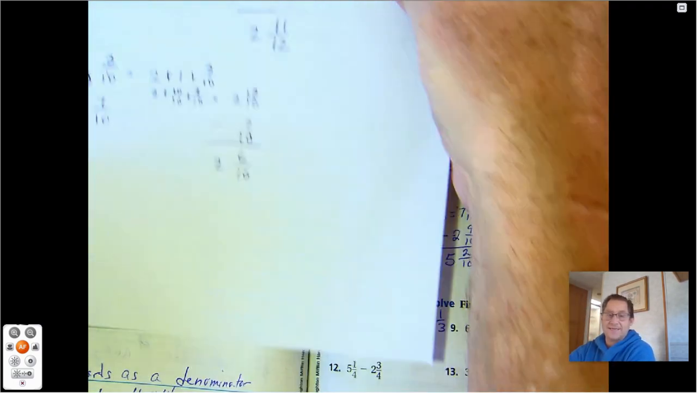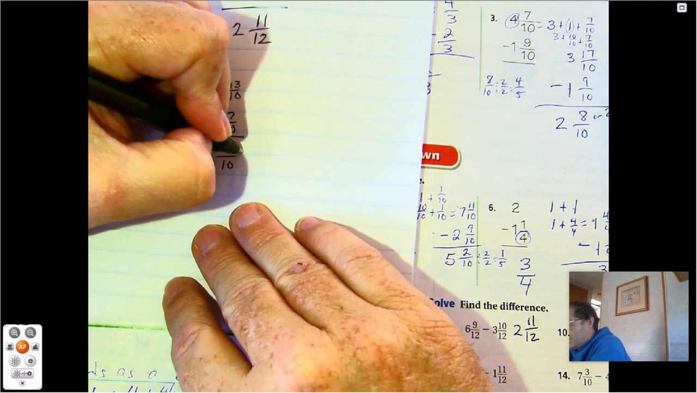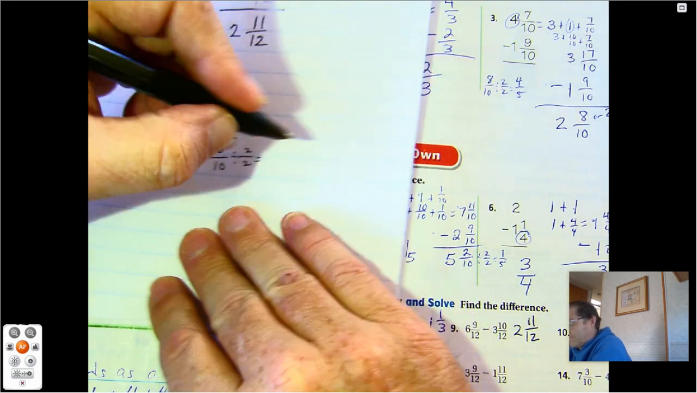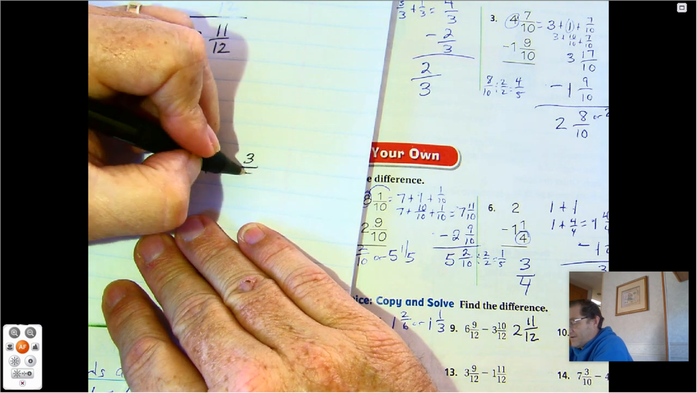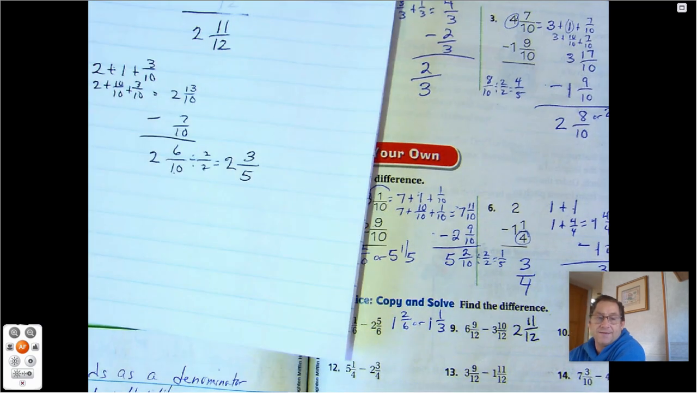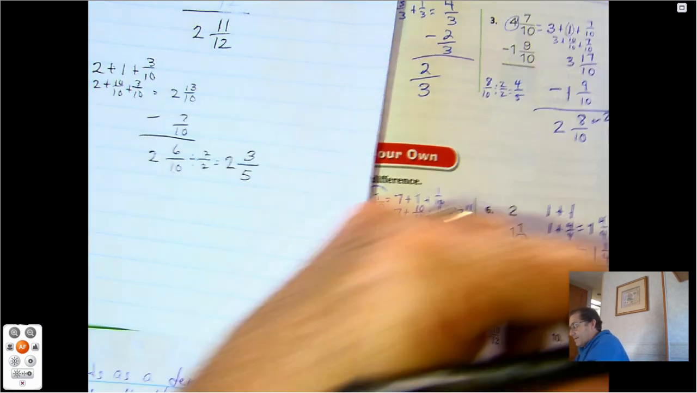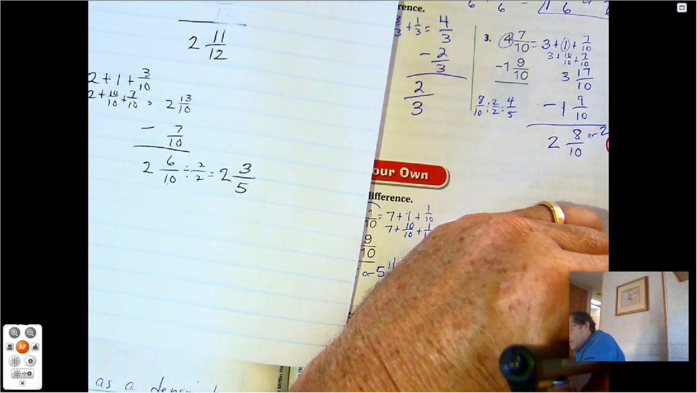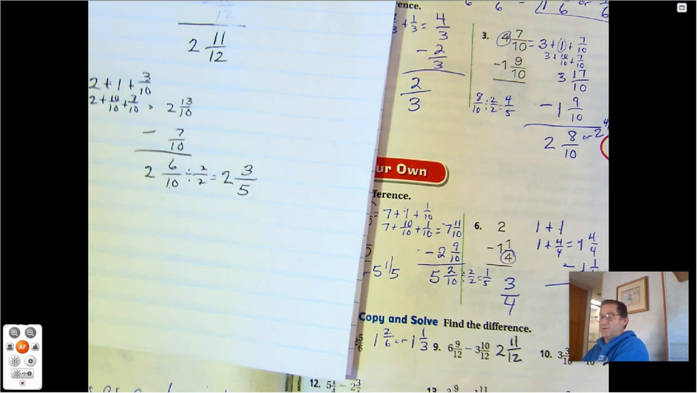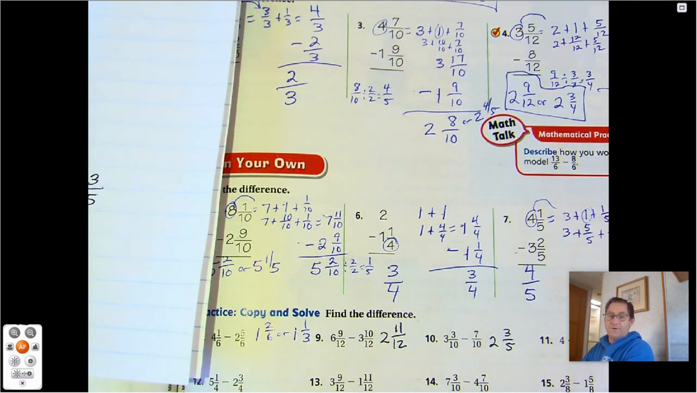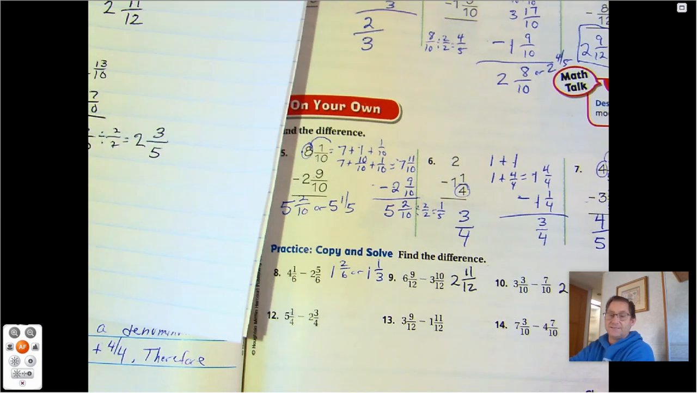I see that 6/10, they're both even, so I'm going to divide by 2. 6 divided by 2 is 3. 10 divided by 2 is 5. So 2 and 3/5. And that is in simplest form because 3 is a prime number, 5 is a prime number. That means it has to be in simplest form.